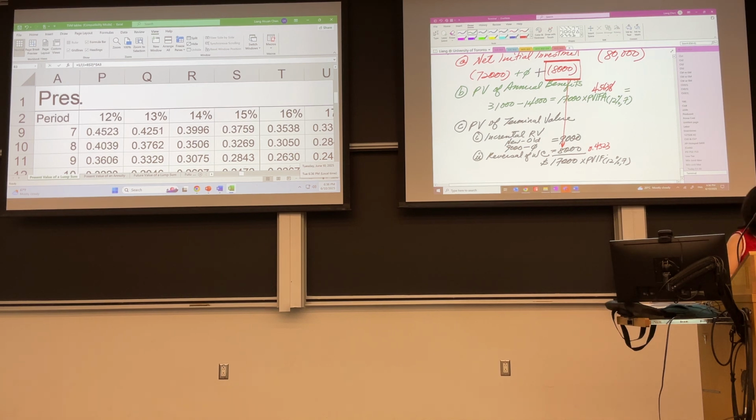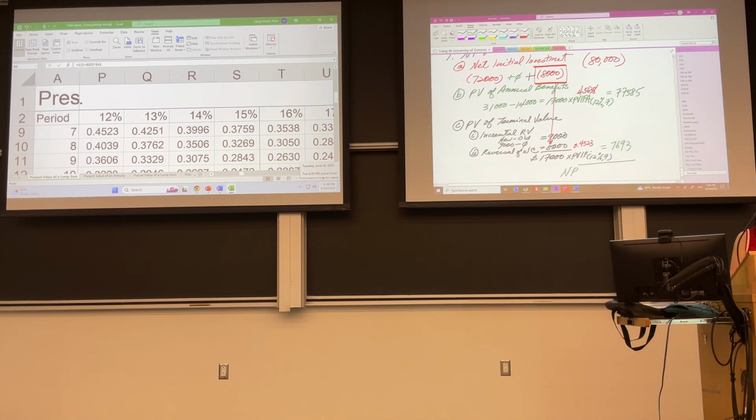So the benefit for 7 years, that is 77,585. Additional one portion of 17,000 one time is 76.93. I just run it up. So net present value equals 5278.